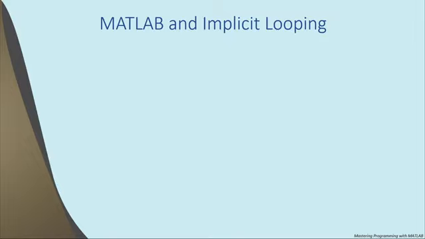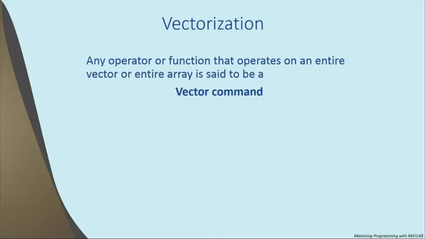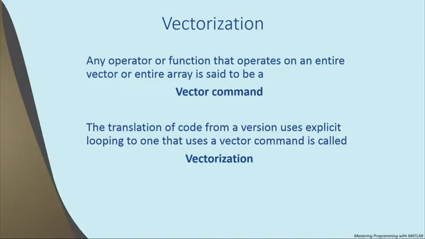A function or an operator that performs matrix multiplication, or any function that operates on an entire vector or an entire array, is said to be a vector command. And the translation of code from a version that uses explicit looping into one that uses implicit looping via a vector command is called vectorization. In every case of vectorization, at least one explicit loop is avoided. And you should strive to avoid explicit loops if there's any way to accomplish the same thing with vectorization.